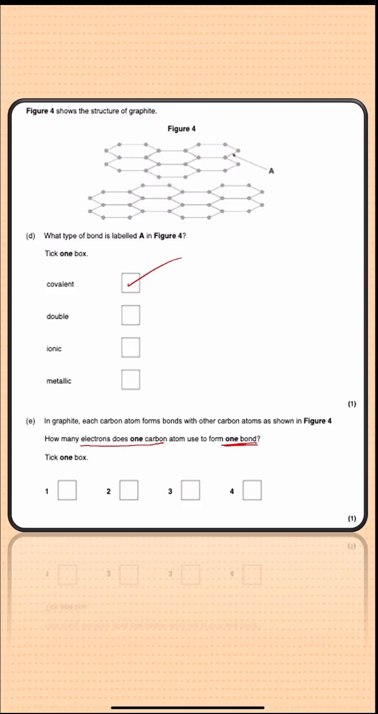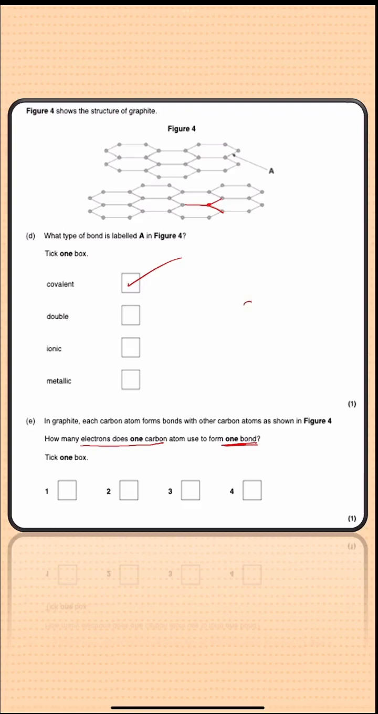How many electrons does one carbon atom use to form one bond? Most people are saying 3. 3 is not the answer. I know why you're saying 3 actually. You're saying 3 because each carbon atom has 3 bonds attached to it. That's not what the question's asking. It's not asking how many bonds does the carbon atom make. It's asking one carbon atom, how does it form one bond?